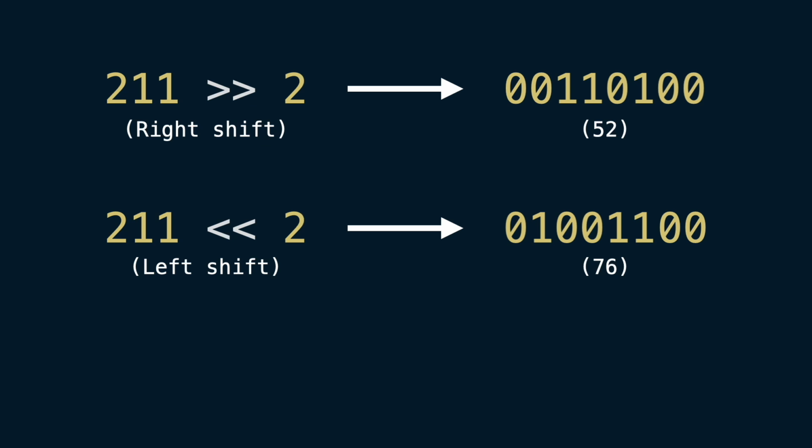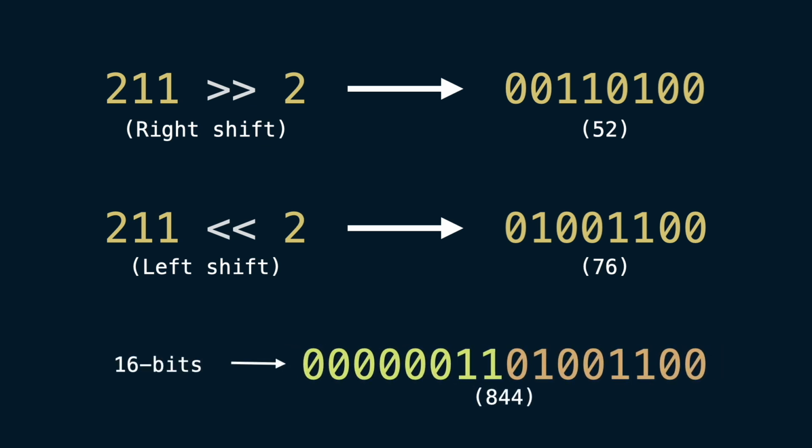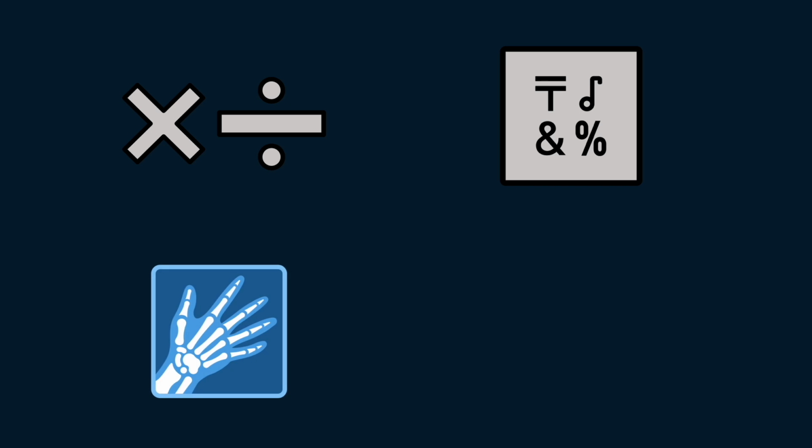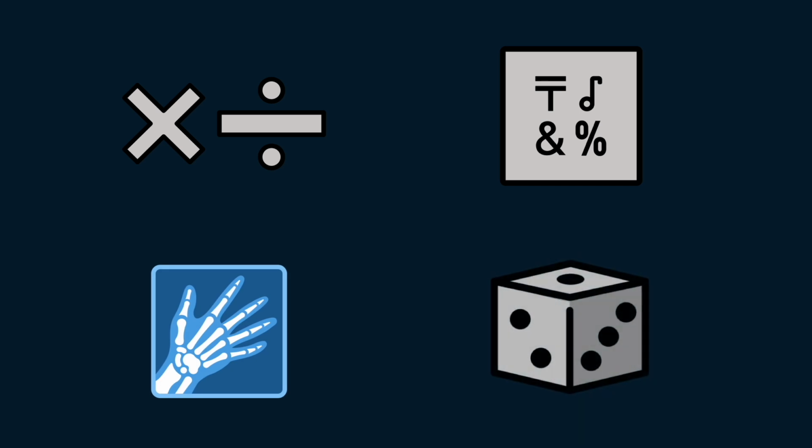However, if this was 16-bit or higher, the result would have kept all its bits, transforming the number into 844. Now that you got the idea, why is this useful? To keep it simple, it's an incredibly fast and efficient way to perform certain operations at a low level. For example, performing extremely fast multiplications and divisions, working with encryption algorithms, image processing, and why not, generating random numbers.